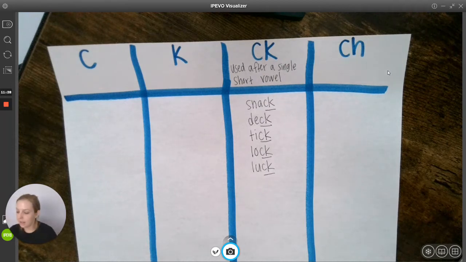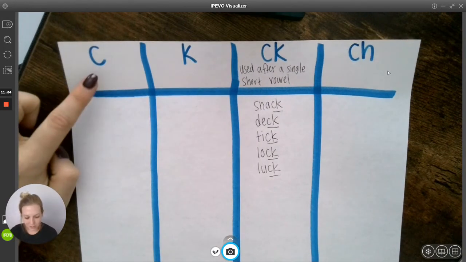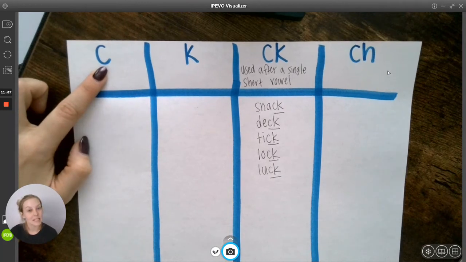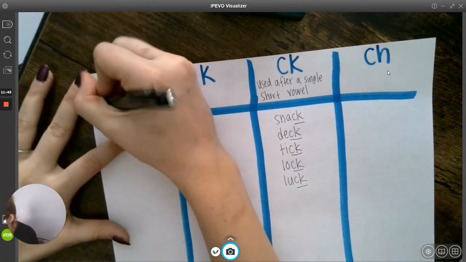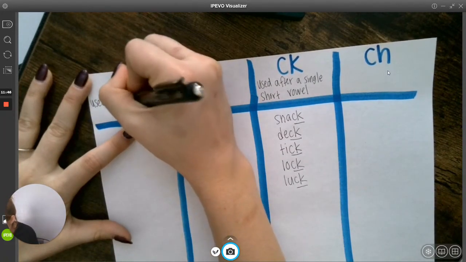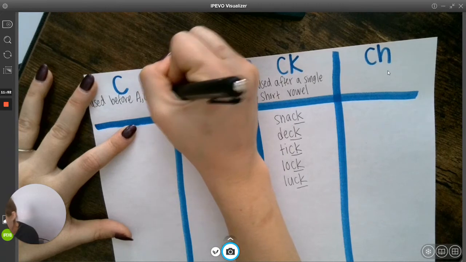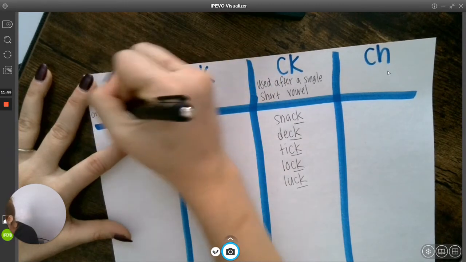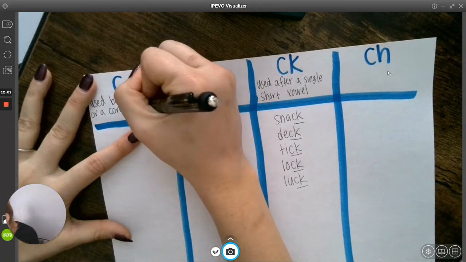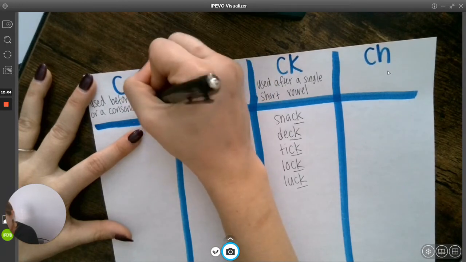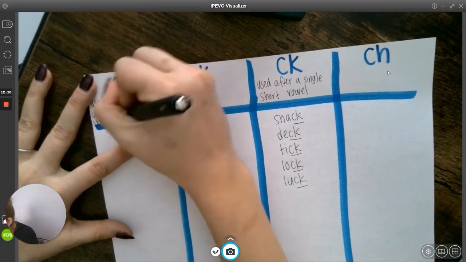Very good. Let's move on to C. When do we use this phonogram to spell K? Do you remember? We use it before A, O, U, or a consonant. We also use it at the end of a word.